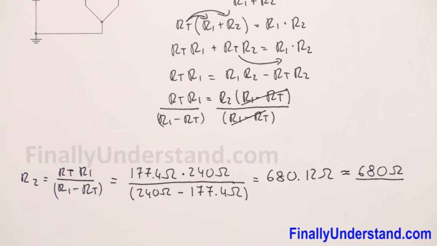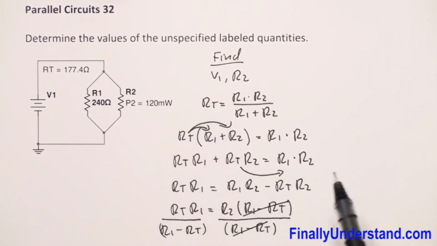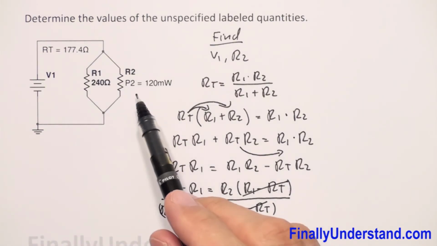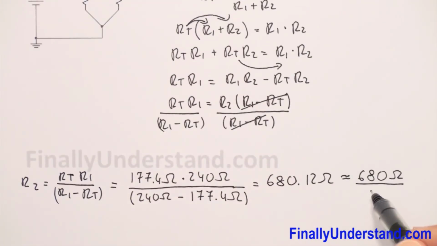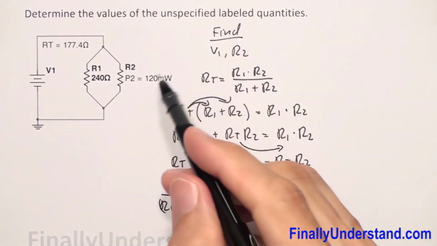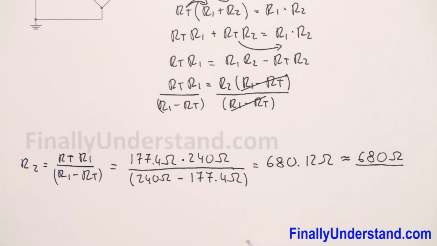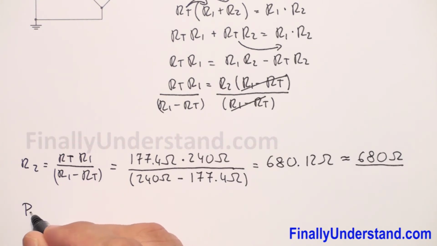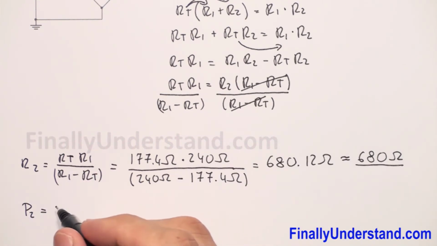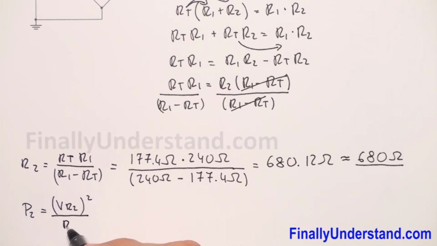Next, I'm supposed to find the voltage source. Please notice that at this moment resistor R2 has two pieces of information. It has resistance R2, which we just found, and has also power P2. Now we'll need to find the voltage. So we're going to use the formula for power, which contains the voltage. Power P2 is equal VR2 to the second power over R2.